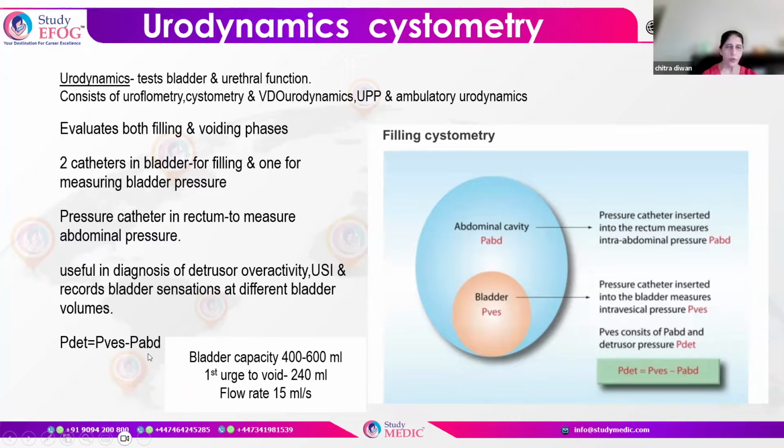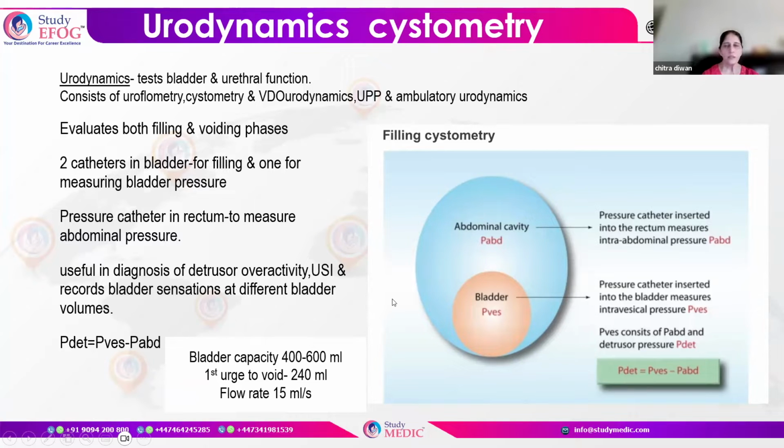abdominal pressure. Okay. Whenever you are doing this cystometry, it is useful basically to know whether there is detrusor overactivity or urinary stress incontinence, and it will also record the different bladder sensations and different bladder volumes. So the normal capacity of the bladder is around 400 to 600 ml. The first urge to void should be at 240 ml and the flow rate should be 15 ml per second.